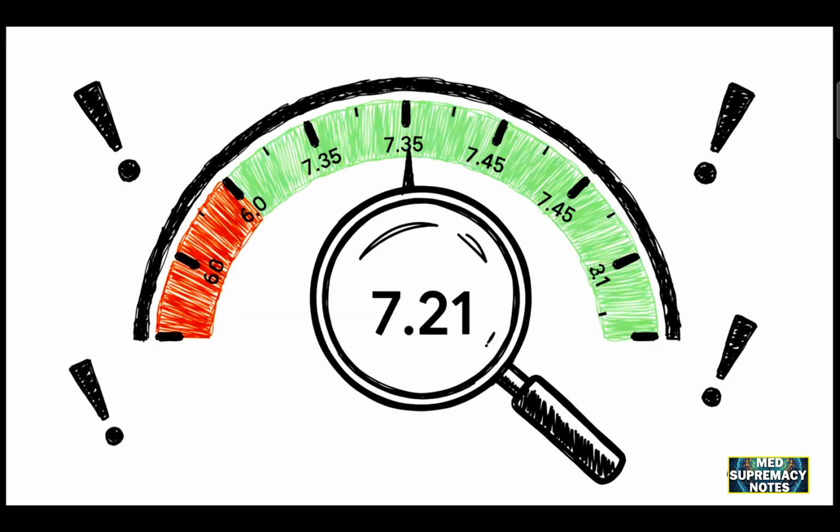Okay, step 1. Let's look at that pH. It's 7.21. That number is way below our normal floor of 7.35. That is a loud and clear signal. Our diagnosis is going to start with the word acidosis.